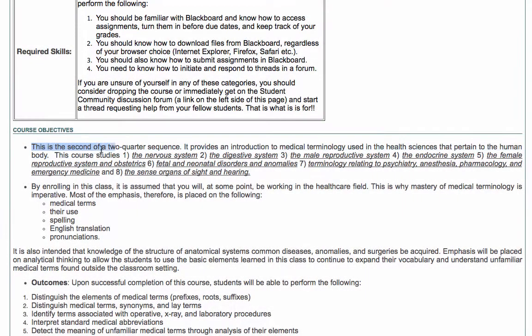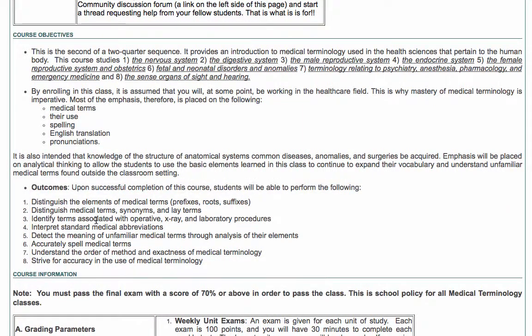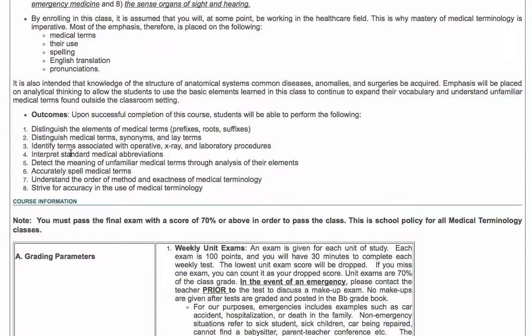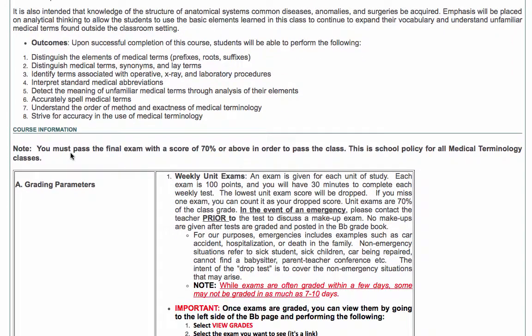So this is the second of a 2-quarter sequence. We are going to be covering various bodily systems, including the nervous system, the digestive system, the male reproductive system, the endocrine system, etc. Okay, so these are some of the skills that we're going to be gaining from the course: the use of medical terms, spelling, English translation, pronunciations. Here's some of the expected outcomes, some of the skills that you will gain. So please read through that.